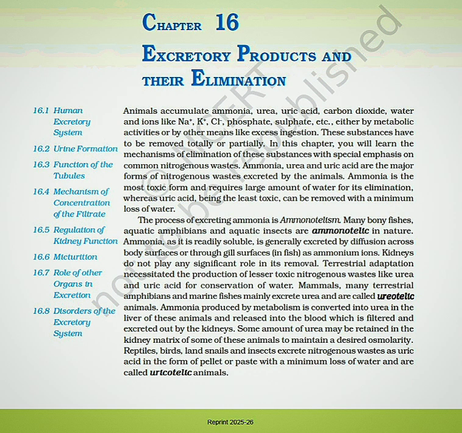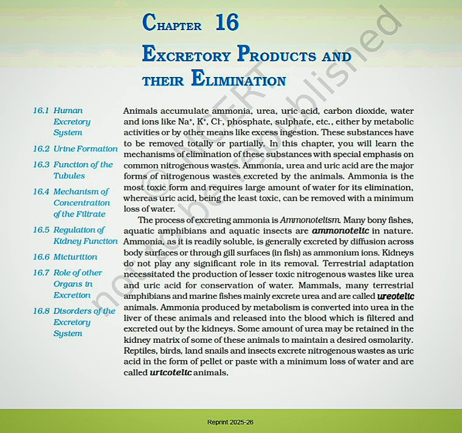Ammonia, as it is readily soluble, is generally excreted by diffusion across body surface or through gill surface in fish as ammonium ions. Kidneys do not play any significant role in its removal. Terrestrial adaptation necessitated the production of lesser toxic nitrogenous waste like urea and uric acid for conservation of water.